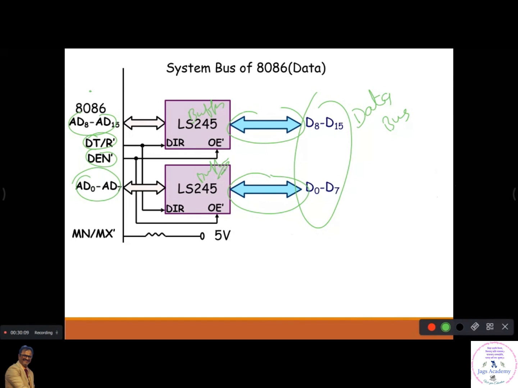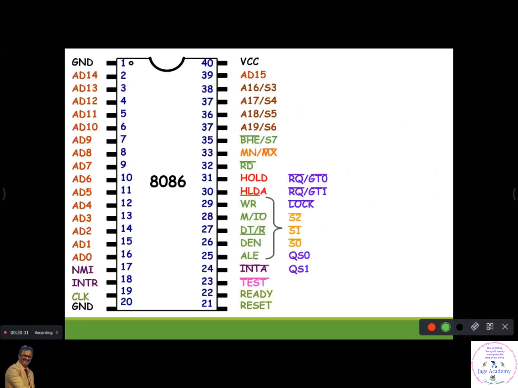Then after that, when the microprocessor wants to read or write data, data enable goes low. Depending on data transmit/receive, it will either read or write the data. That is what we are going to see next. It is a timing diagram. The timing diagram is very interesting. We will learn about it. Okay, hope you understood. This is to separate the data.